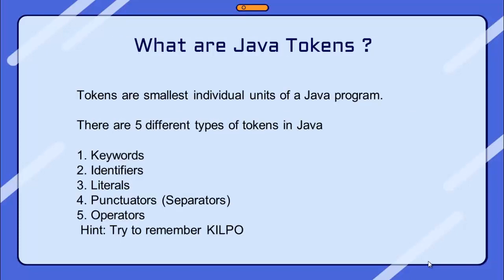What are Java tokens? Tokens are the smallest individual units of a Java program. There are 5 different tokens. Please keep in mind it is KILPO: keywords, identifiers, literals, punctuators, and operators. Punctuators are otherwise also called separators.